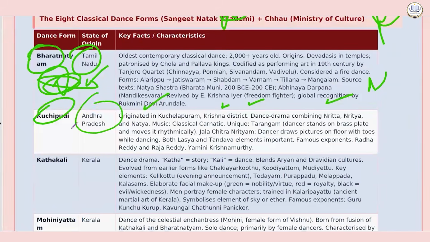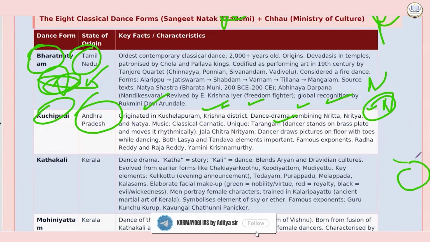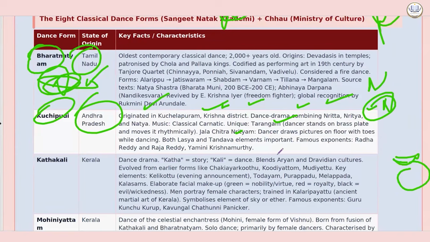Kuchipudi, Andhra Pradesh, originated in Kuchipudi village, Krishna district, a dance drama combining Nritya and Natya. Everything is combined. Classical Carnatic music is played, which is unique. It has Tarangam dance, where the dancer stands on a brass plate and moves it rhythmically. Jalachitra Nrityam, where the dancer draws a picture on the floor with toes while dancing.